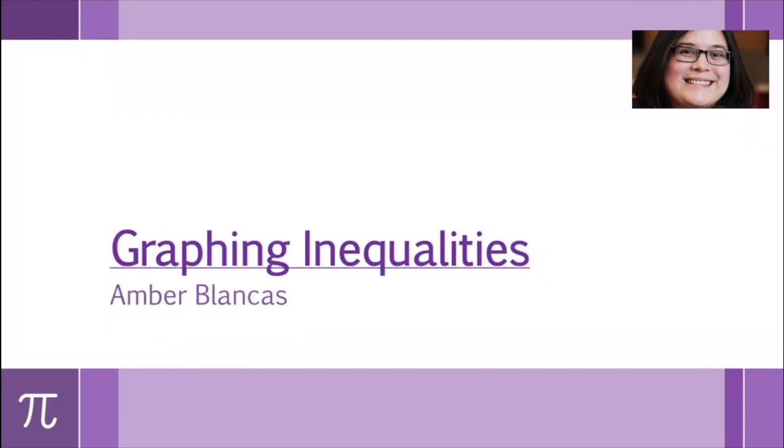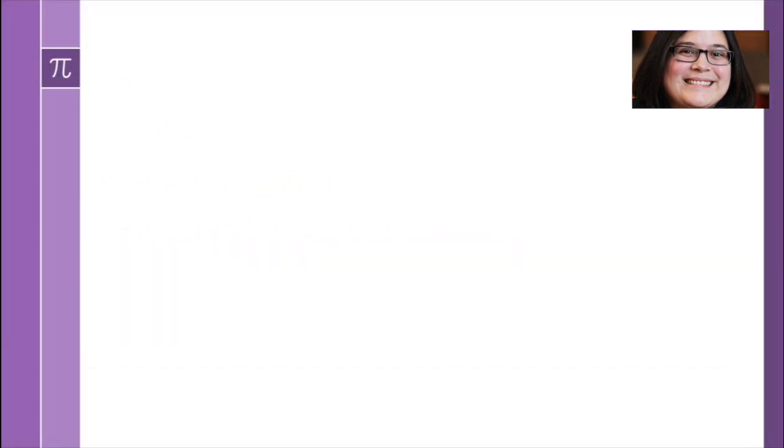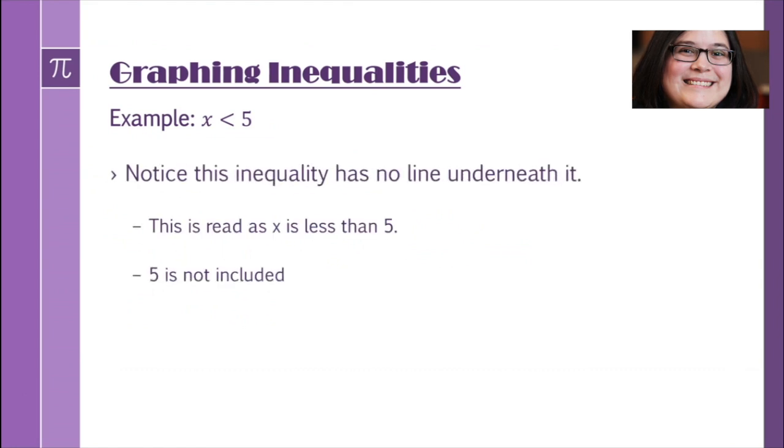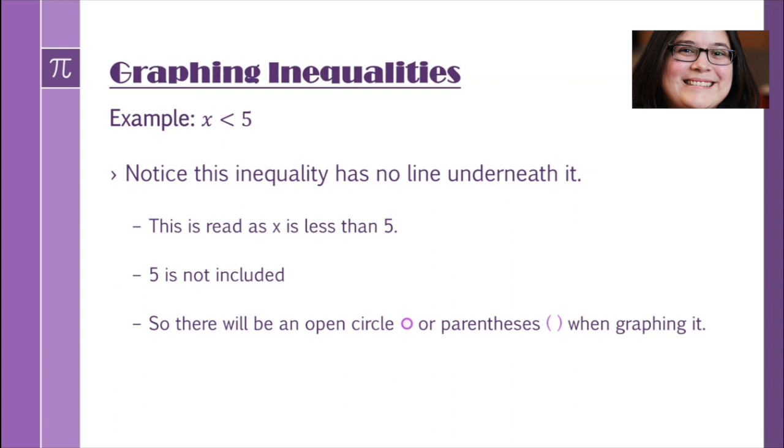Last time we did an intro to inequalities, so this time we're going to talk about how to graph them now. We're going to do this by going over an example. We're going to notice the inequality symbol, but we notice in this inequality there is no line underneath it, so it's going to be read as x is less than 5. So this means 5 is not included, and there will be an open circle or parentheses when we graph it. Now we're going to go to the next slide and actually show you the graph.